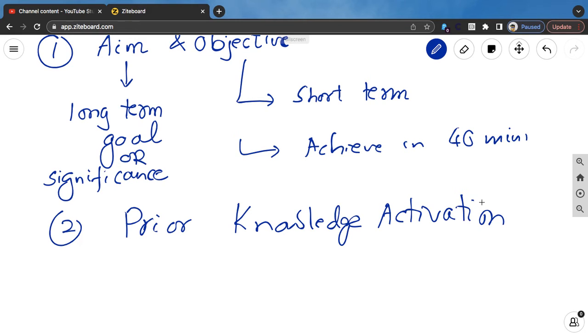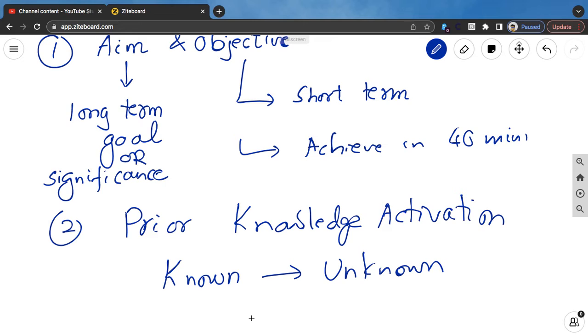Or you may say in French or Hindi class, you may ask them the meanings of some words that you feel are going to come in your lesson, and you want to make sure that they are prepared with the vocabulary. So prior knowledge activation just helps students go from known to unknown.